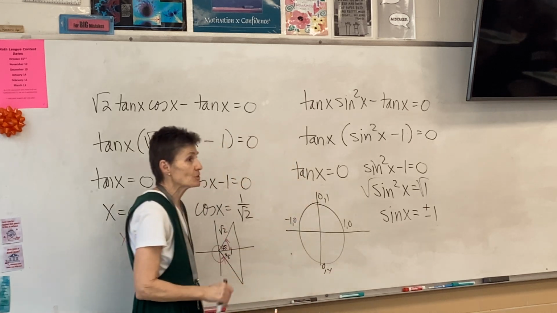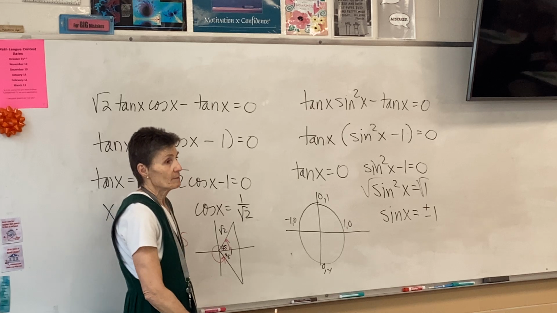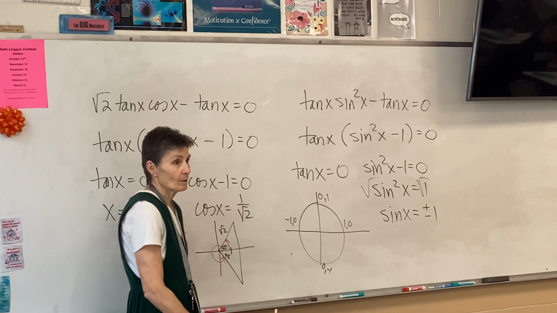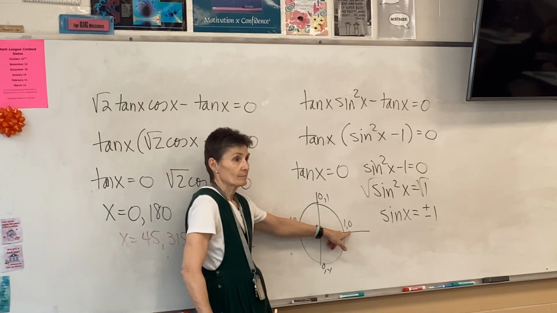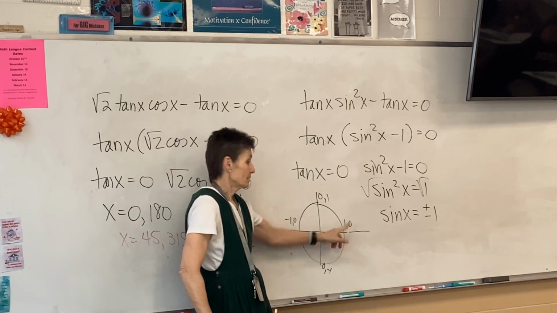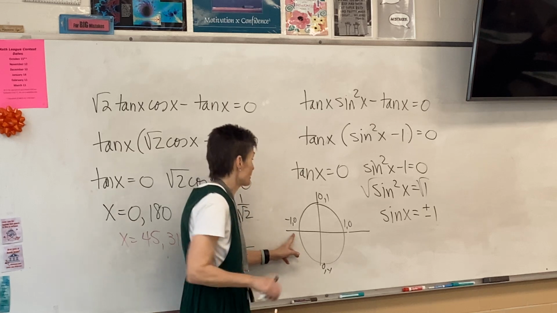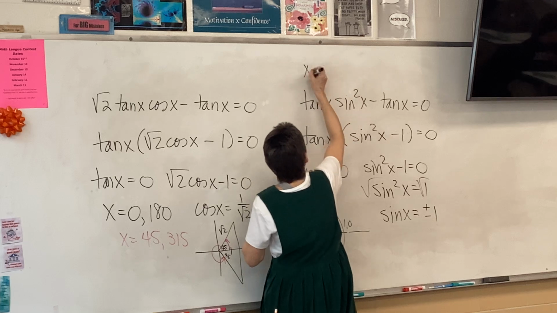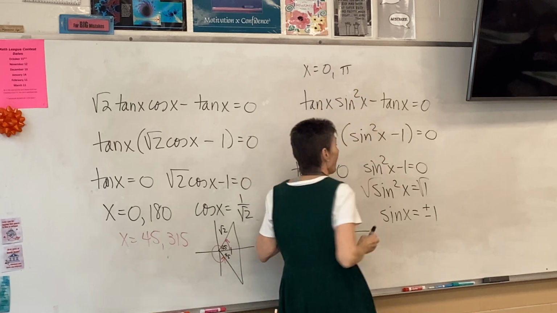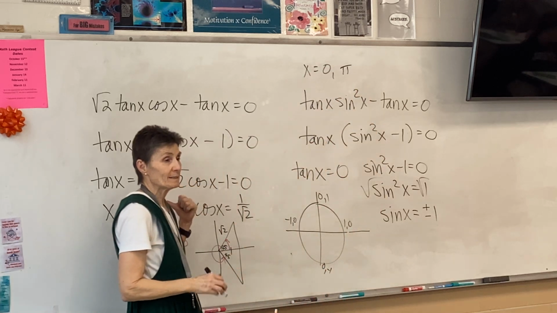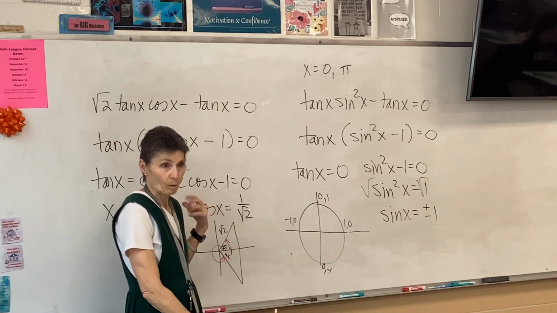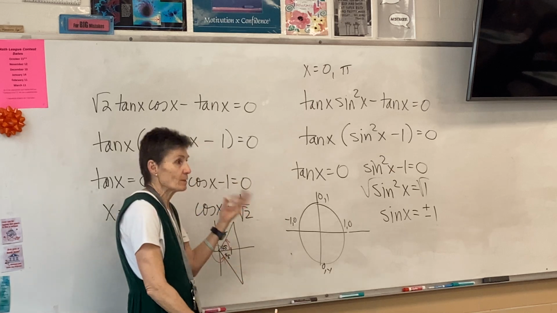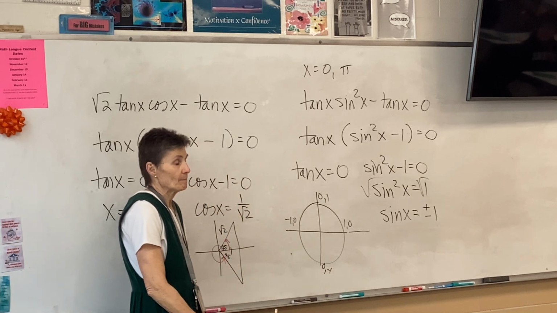I need the tangent to be 0. Where is the tangent 0? Well, here and here. So 0 and pi. Now before when we did it, we said 0 and 180, but the directions have changed. Now we're doing radians, so now it's 0 and pi.